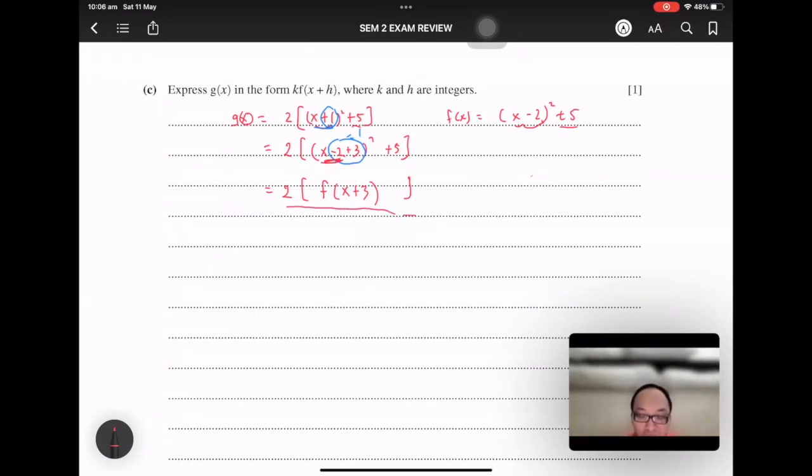2f(x+3). Yeah, because if I put f(x+3) here, I will have x+3-2+5, so this equals x+1. So exactly the same. So this is the expression.